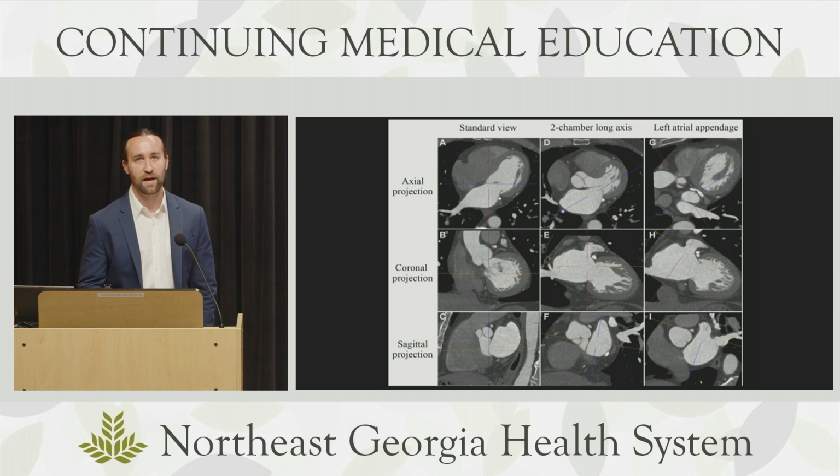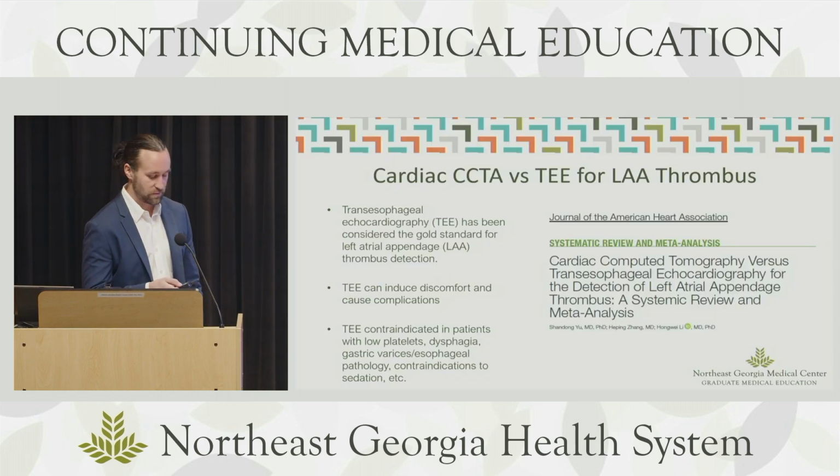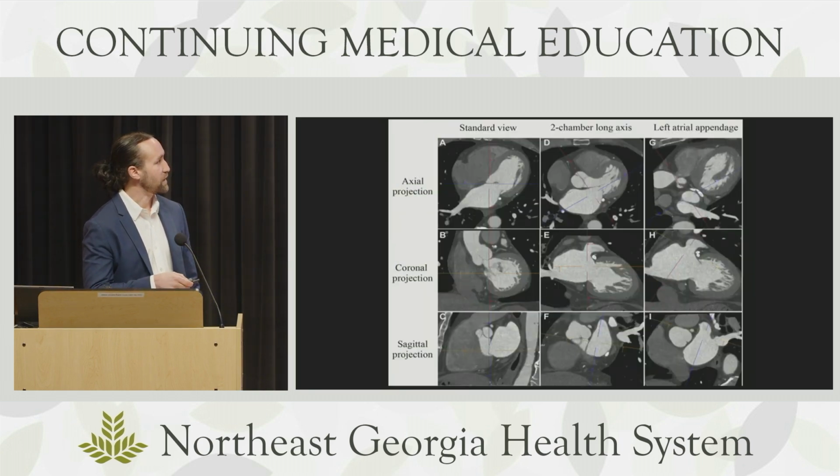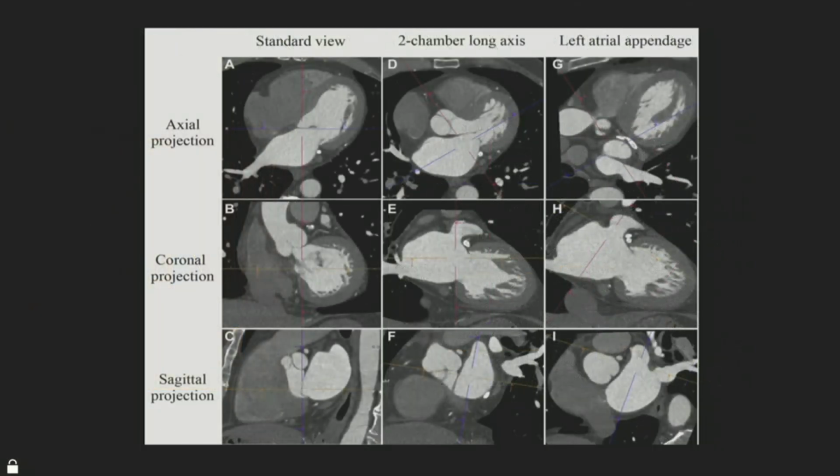So just kind of looking at cardiac CT. You can set it up to give your same standard views as you can with an echo. You can see on the left we have our typical 4-chamber view. You can set it up to get your typical 2-chamber view, and then you can also focus on specific structures like the left atrial appendage.